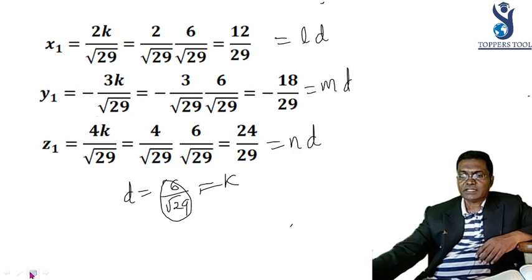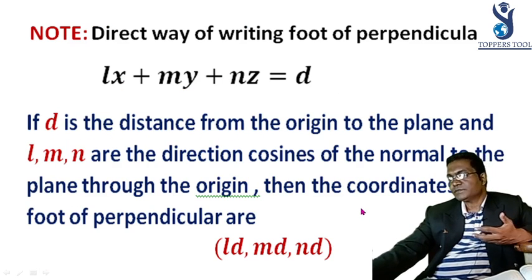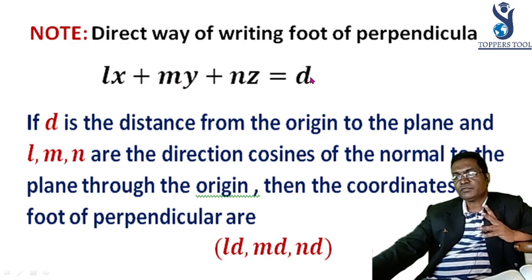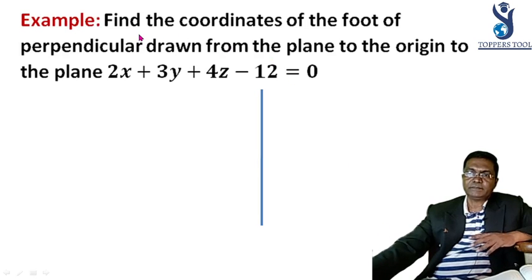So let us understand another example in the direct way. These are the coordinates of the foot of perpendicular. Let us try to solve one more example. So what I explained is, if the given plane is expressed in this form, Lx plus My plus Nz equal to D, then you can find the coordinates of the foot of perpendicular of the normal in this way: LD, MD and ND.